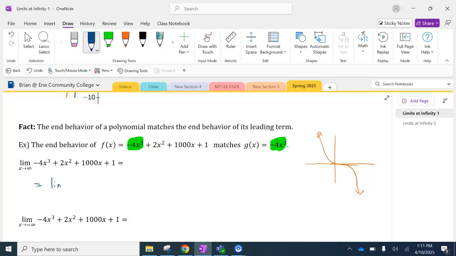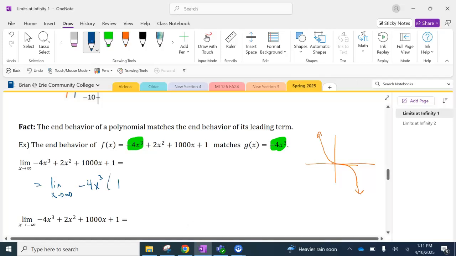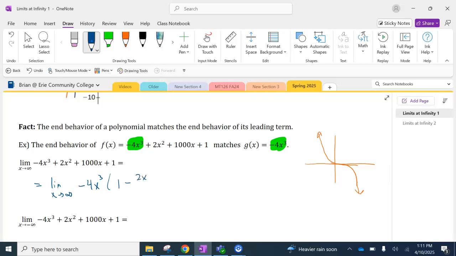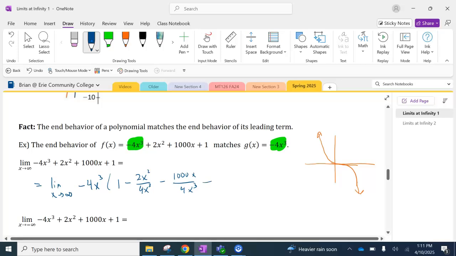So we have the limit as x approaches positive infinity. Now, if we take out the leading term, which is negative 4x cubed, we're left with 1, just 1, and then this will be minus 2x squared over 4x cubed. The signs are going to change there. Minus 1000x over 4x to the third power, and then minus 1 over 4x to the third power again.